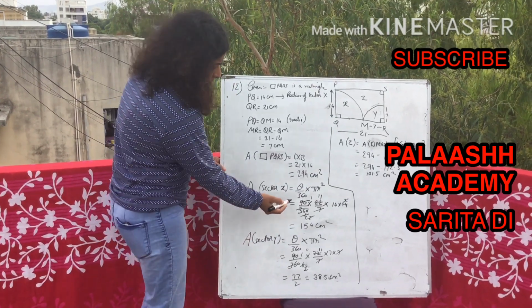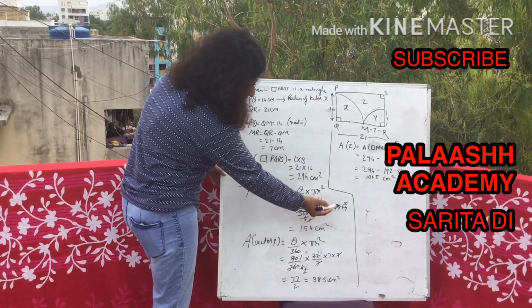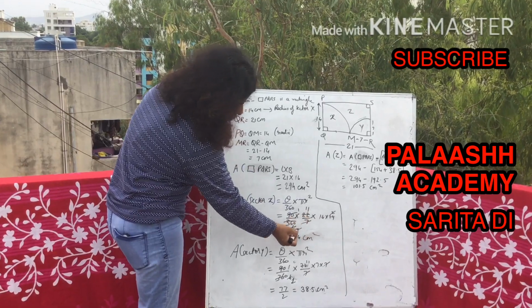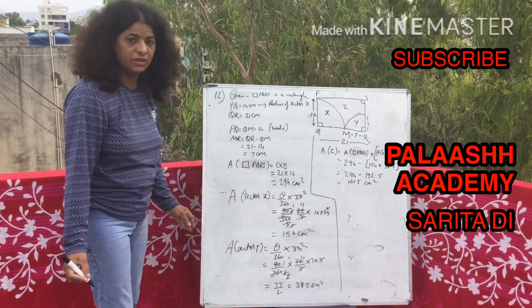How is it done? See, 90 ones are 90, 4 ones are 4, 2 2s are 4, 2 11s are 22, and 2 1s are 2. Here 7 ones are 7, 7 2s are 14, and this 2 gets cancelled. So that's how 11 into 14 comes 154 centimeter square.